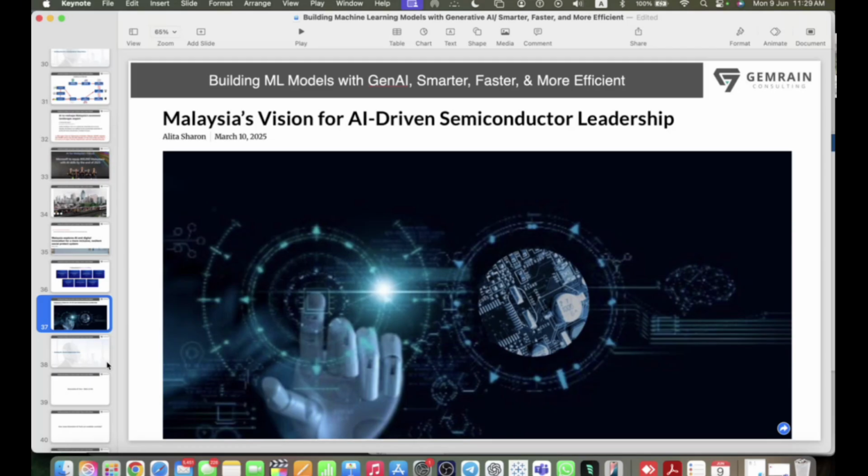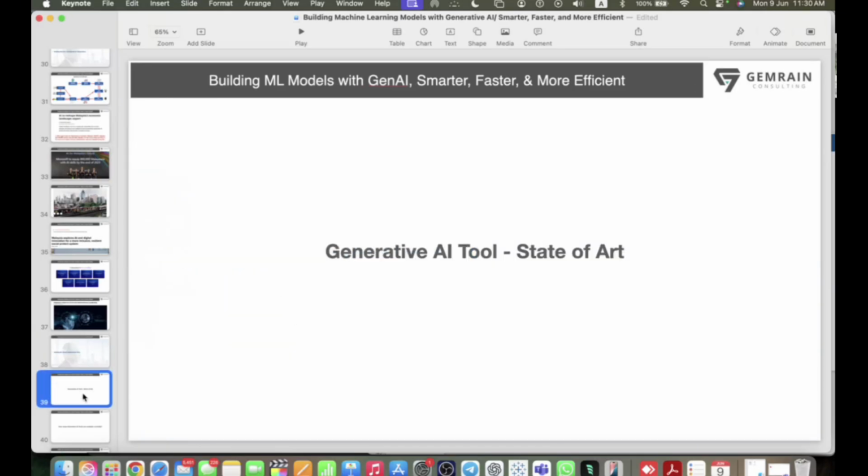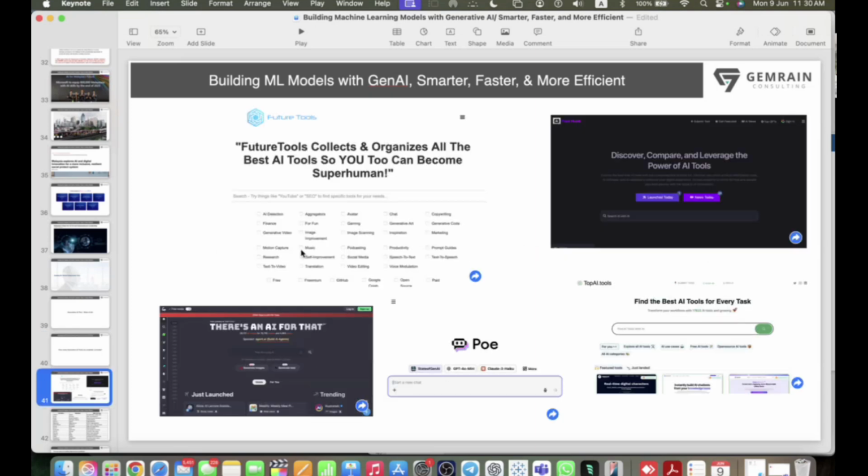All right, so this is AI, building a model, and this is the state of the art of AI, then moving towards building machine learning models by using generative AI tools. So before I start building the model, how many generative AI tools are currently available? If you count the generative AI tools that you are using, I am sure it is not more than 10 or maybe more, but do you think there are thousands?